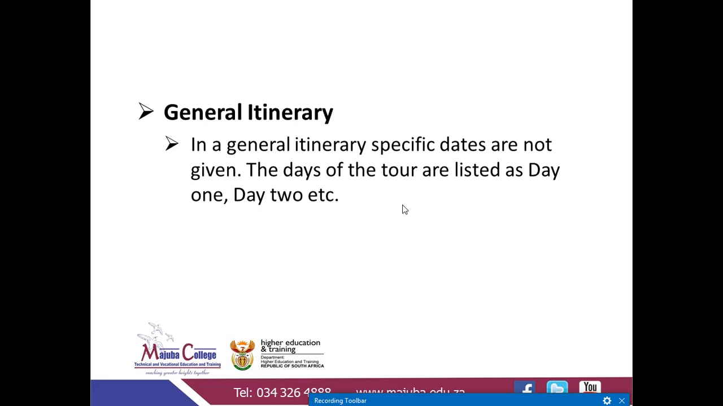The days of the tour are listed as days. Day one, day two, etc. For example, in a general itinerary, you will see day one, but there are no dates, okay? Because it's general, my day one can be today in a general itinerary. Your day one as a client can be tomorrow in a general itinerary. So that's the major difference between the two. I think that was important for me to stress.